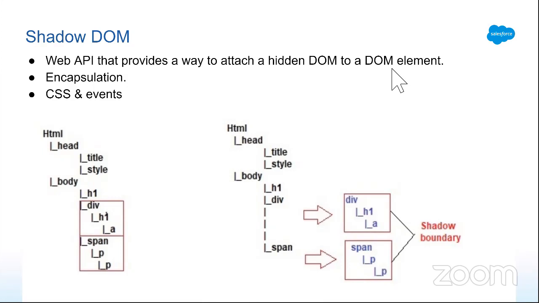As you can see in the first image, this is the basic HTML file, and inside the body tag there are these two DOM elements, this div and this span. When we apply a shadow tree to these elements, you can see on the right side that a shadow boundary gets created for that specific DOM element. So I have taken this div as a separate shadow DOM, and the span as a second shadow DOM element.